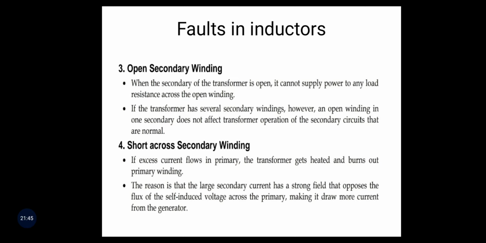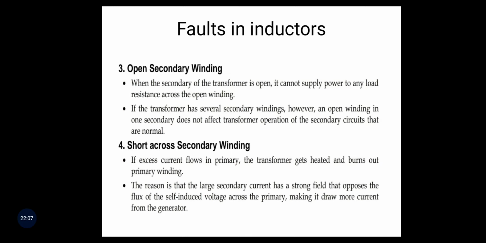The large secondary current has a strong field that opposes the flux of the self-induced voltage across the primary, making it draw more current from the generator. So these are the faults in the transformers.